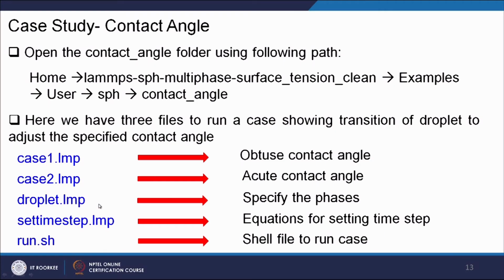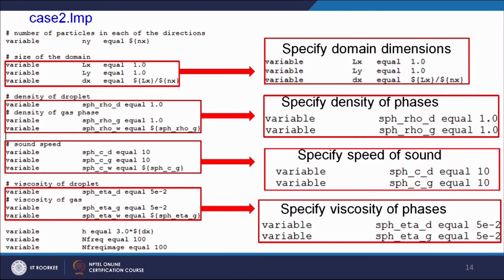For running the calculation, we need to set the time. So, set time dot lmp will give that, and for running, the information is required in run.sh. Let us see quickly what is case 2 LMP. Important things I have highlighted over here.